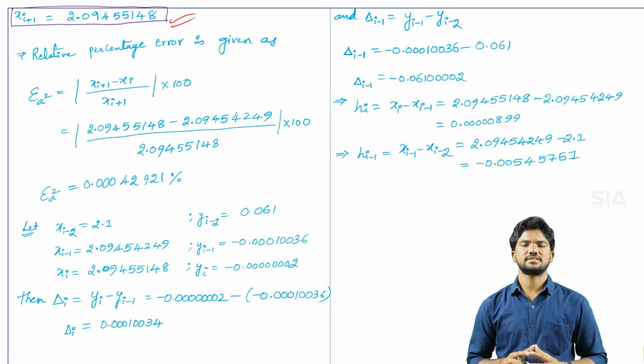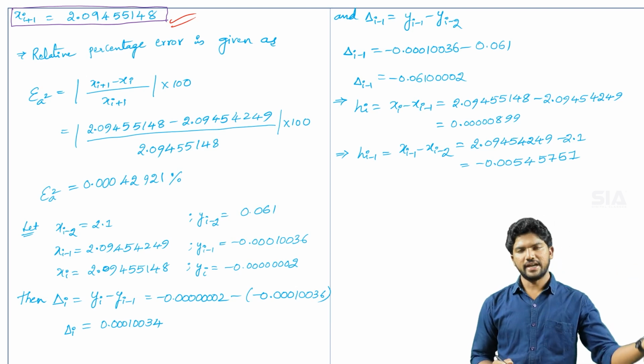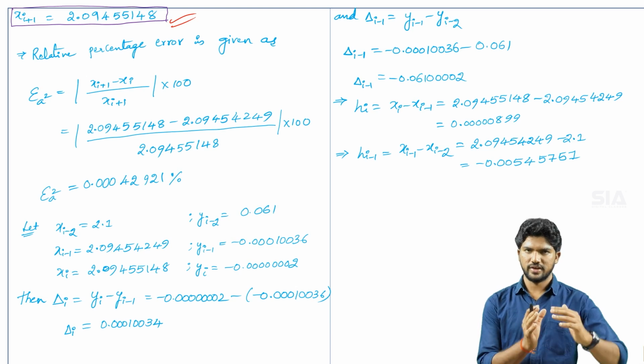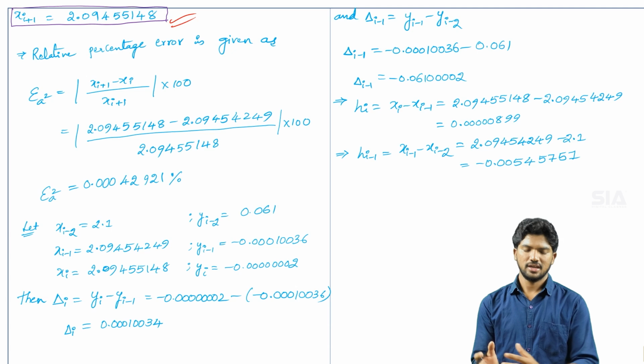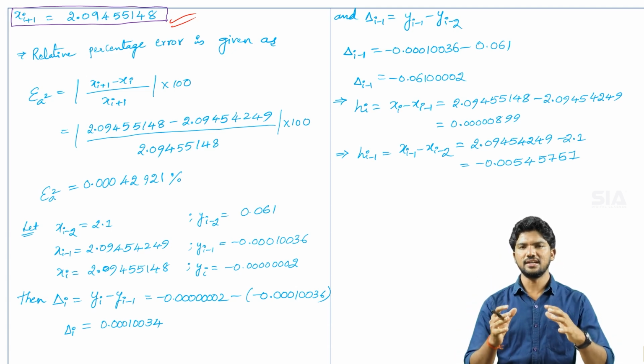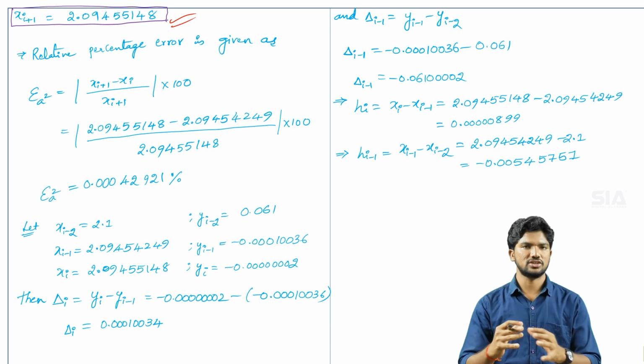x suffix i plus 1 is equal to 2.094555148. In the first iteration also we got approximately the same value, 2.09 something, and here also we are getting 2.09 something. That means you can realize that the required root exists in the form of 2.09 something.